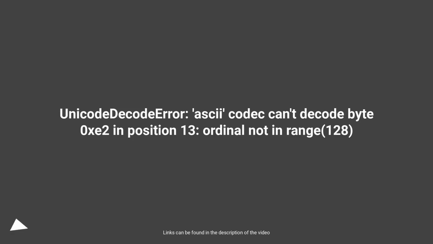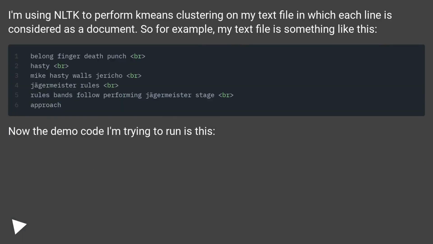UnicodeDecodeError: 'ascii' codec can't decode byte 0xc2 in position 13: ordinal not in range(128). I'm using NLTK to perform k-means clustering on my text file in which each line is considered a document. So for example, my text file is something like this.